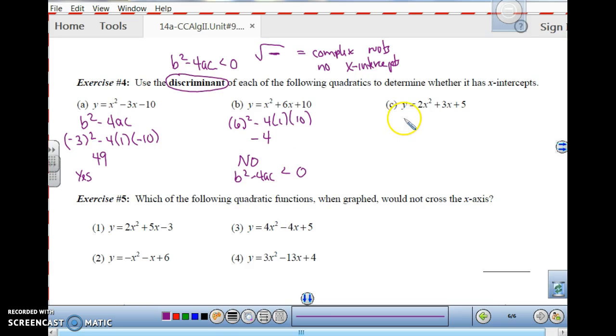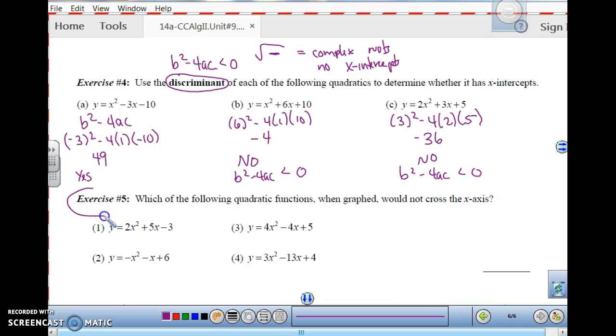All right, let's try this one. b squared minus 4ac. b squared would be 3 squared minus 4 times 2 times 5. This is going to be 9 minus 40, which is negative 36. That's going to be negative, so is it going to have any x-intercepts? No, it will not, because b squared minus 4ac is less than 0. So if your b squared minus 4ac is less than 0, you immediately know that it's going to have imaginary complex roots and is not going to cross the x-axis.